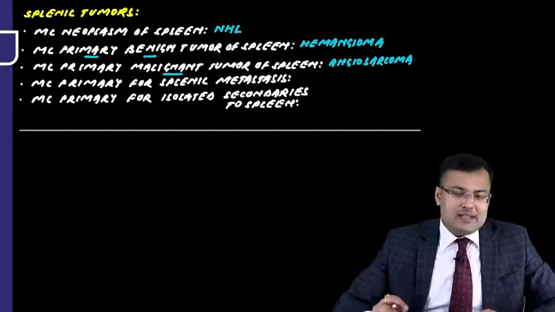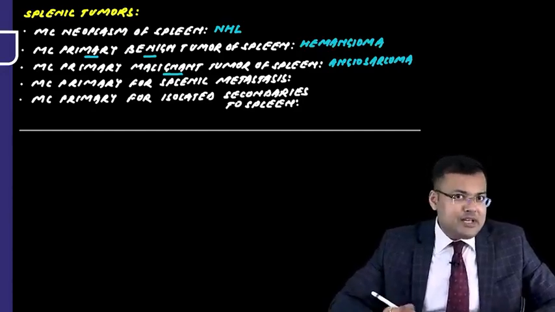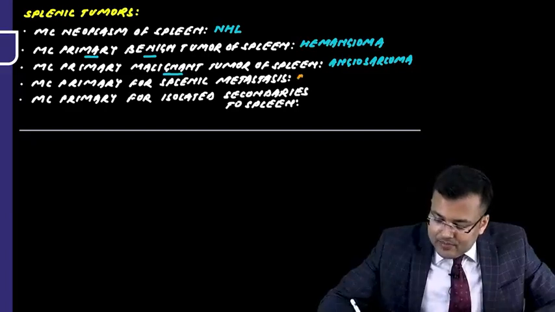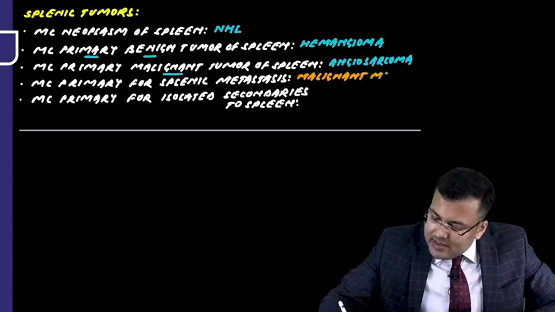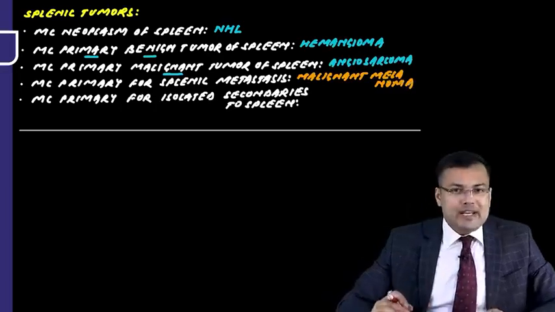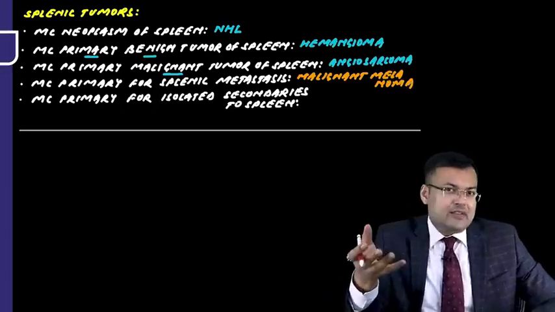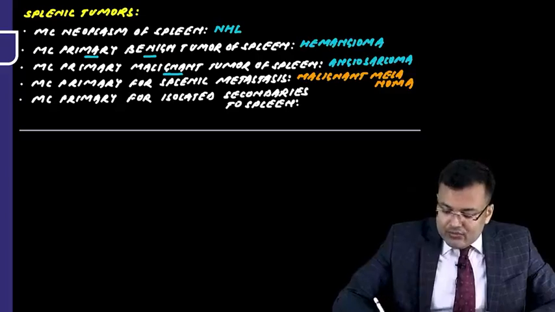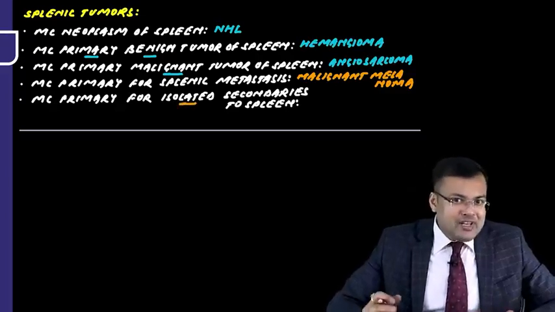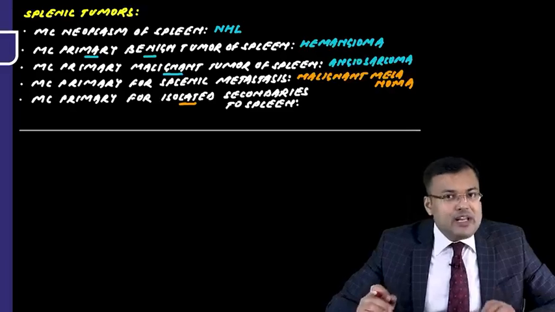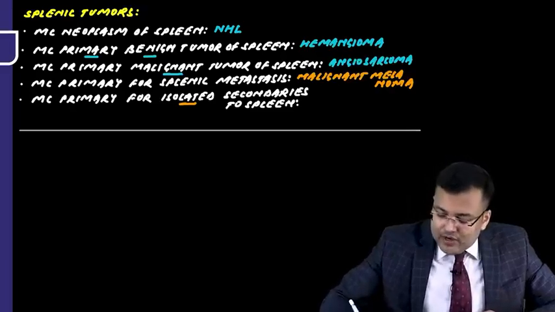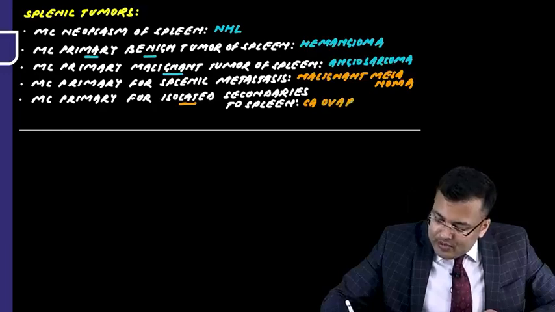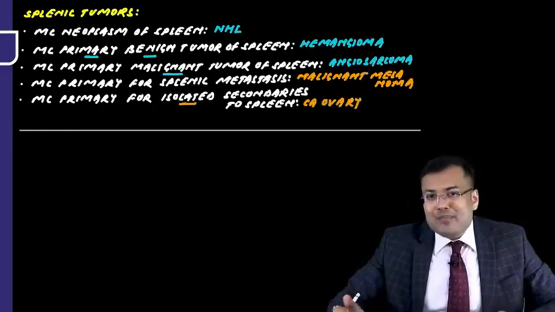Okay. Now coming to the metastasis. What is the most common primary for splenic metastasis? It is malignant melanoma. But what is the problem? In melanoma, multiple organs can be affected. There is involvement of liver, spleen, and mesentery. So another important point, the most common primary for isolated secondaries, isolated meaning only coming to the spleen, is carcinoma ovary. So this is all about important points of spleen.